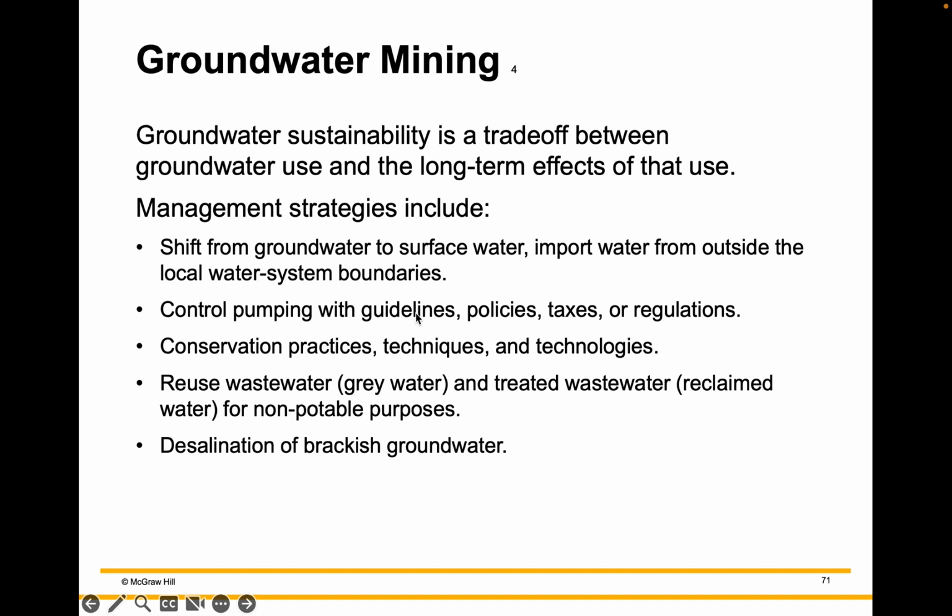Control pumping with guidelines, policies, taxes, or regulations. Conservation practices, techniques, and technologies. Reuse wastewater like gray water. This would be like water from your washing machine. And treated wastewater, reclaimed water for non-potable purposes. Desalination of brackish groundwater.